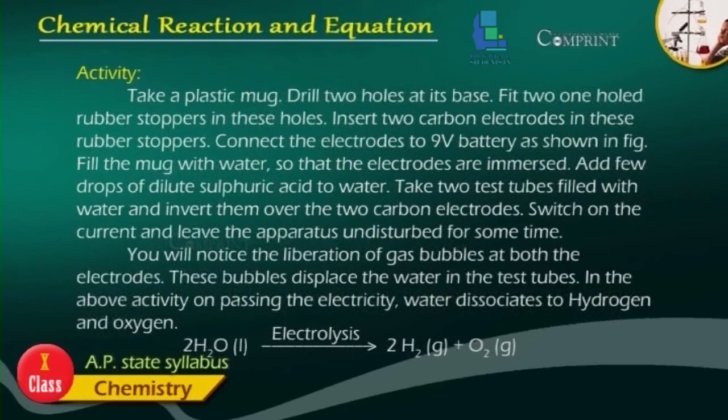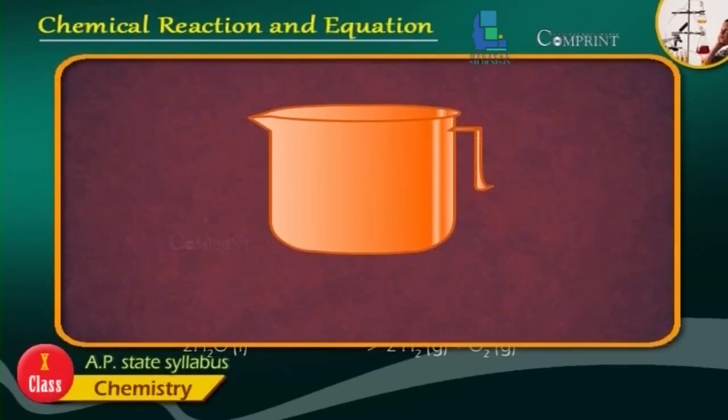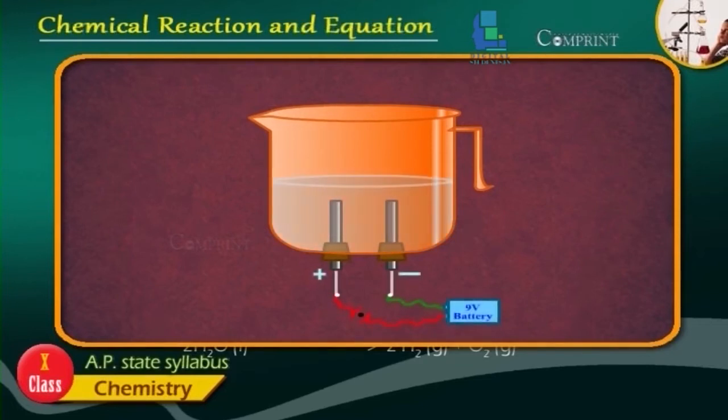Activity: take a plastic mug, drill 2 holes at its base, fit 2 1-hole rubber stoppers in these holes. Insert 2 carbon electrodes in these rubber stoppers. Connect the electrodes to a 9 volt battery as shown in the figure. Fill the mug with water so that the electrodes are immersed.